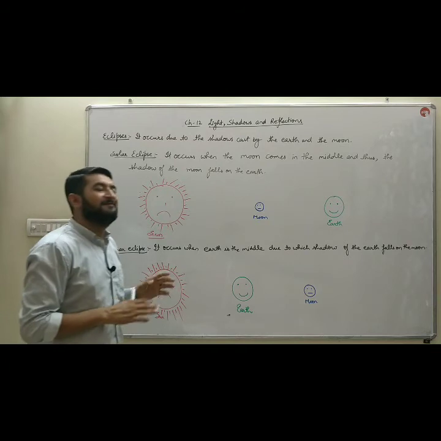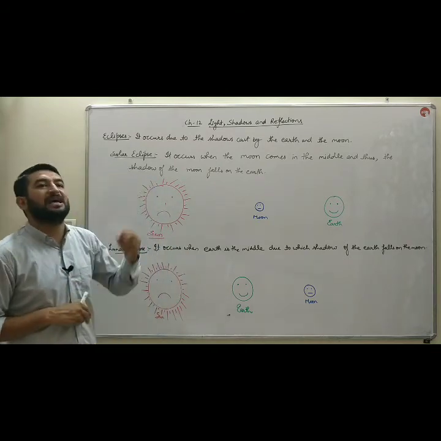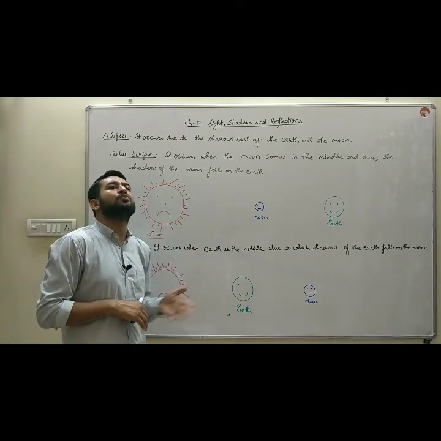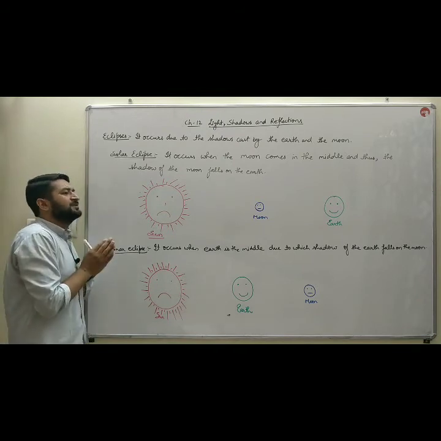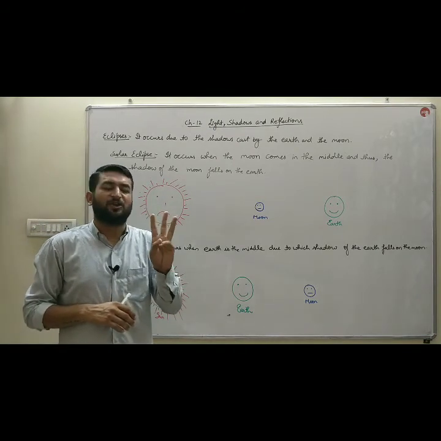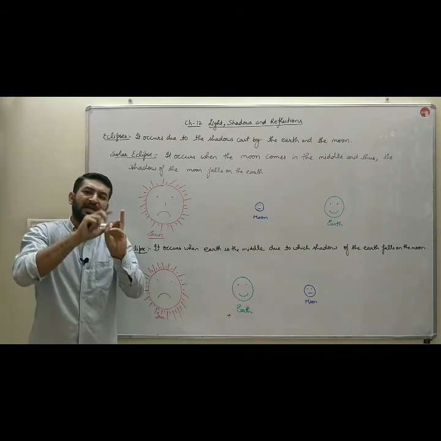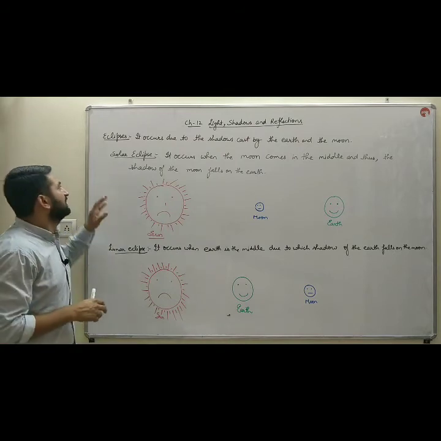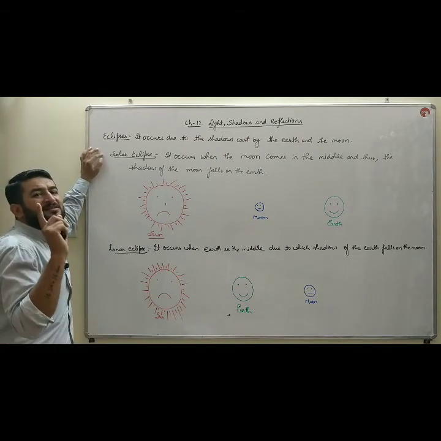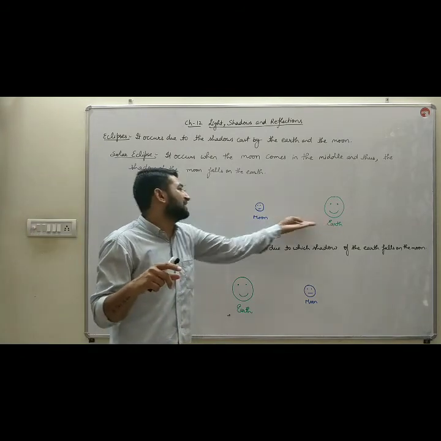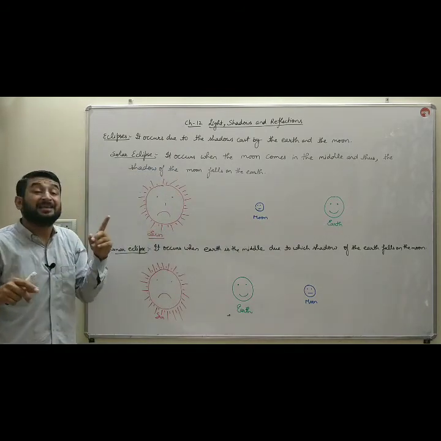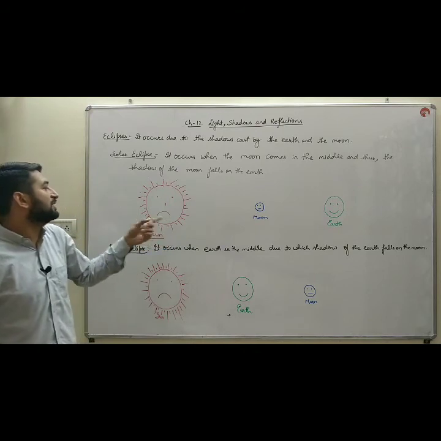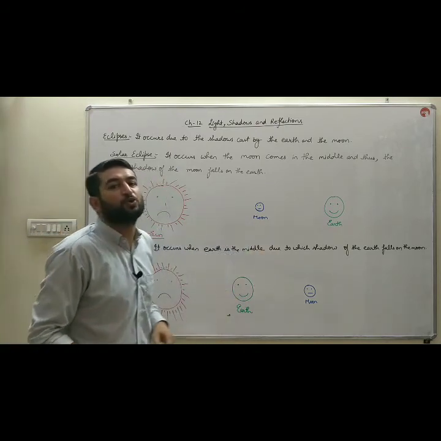An eclipse occurs whenever a shadow is cast on an object, either of the moon on the earth or of the earth on the moon. It occurs when all three celestial objects, the sun, moon and the earth, come in a straight line. So first we'll discuss the solar eclipse. It occurs when the sun, moon and the earth come in a straight line to each other, and the moon comes in between the earth and the sun. This case is known as a solar eclipse.